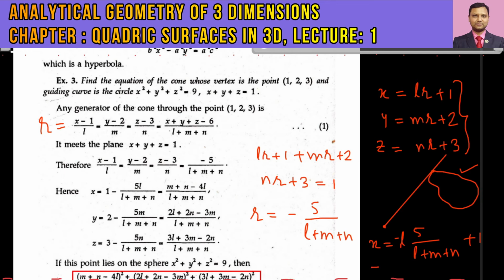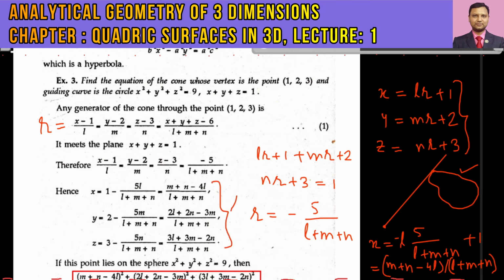Then what we shall have is the expression of x. The expression of x would be equal to how much? That would be l plus m, not l. That would be m plus n minus 4l, divided by l plus m plus n. So this would be the expression of x. Similarly, you will get the expression of y and the expression of z. In this way you will get the expressions of x, y, and z.